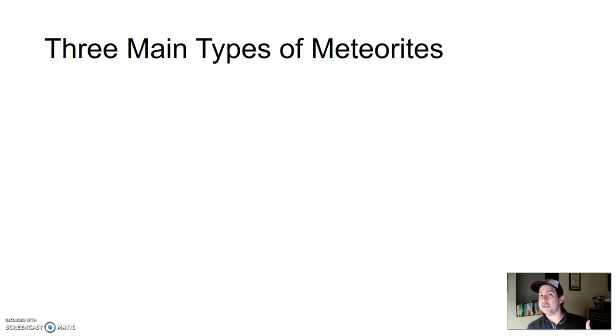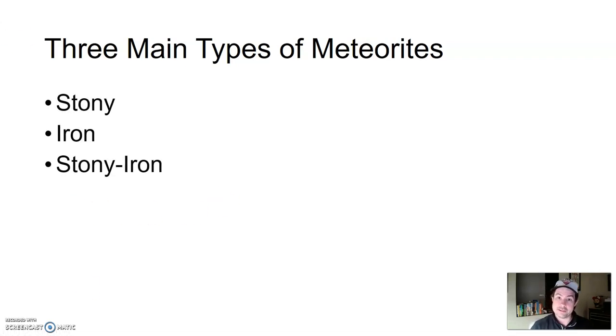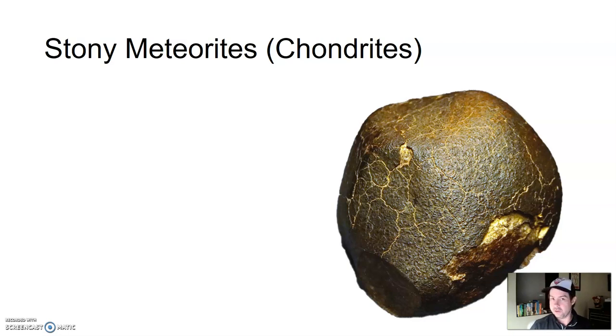It's based on when an asteroid breaks up into smaller pieces, into meteoroid-sized pieces, where do those pieces come from? The core, kind of the outer crust, or that in-between layer? So, we have stony meteorites, we have iron meteorites, and then in between the two we have stony iron meteorites. Go figure. So stony meteorites, a type of stony meteorite is called a chondrite.